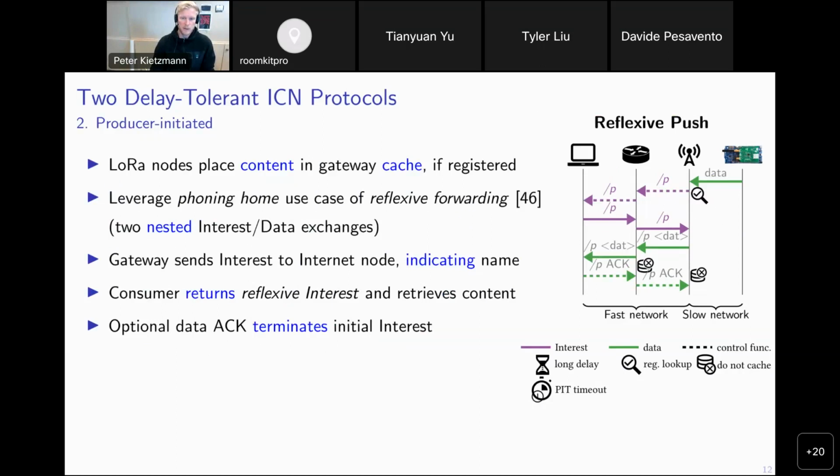Content placement on the gateway triggers forwarding the data name to a node on the internet. The consumer returns a reflexive interest, retrieves the content from the gateway as usual, and finally, a data ACK terminates the initial interest.